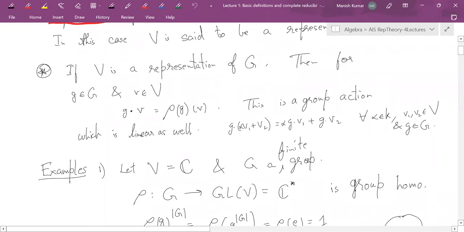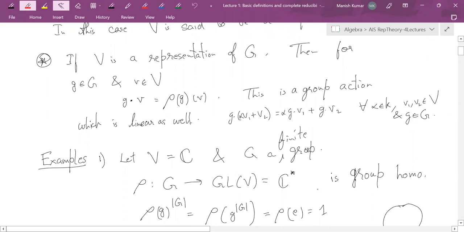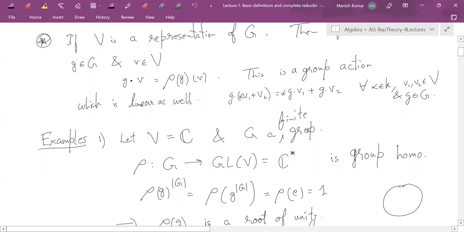So let V be the one-dimensional vector space C. So the base field is also C, V is a one-dimensional vector space, and G is a finite group. Then giving a group representation is giving a homomorphism from G to C star. This is because GL of C is just the invertible elements in C, which is C minus zero. C star is just C minus zero. So we need a group homomorphism like this.